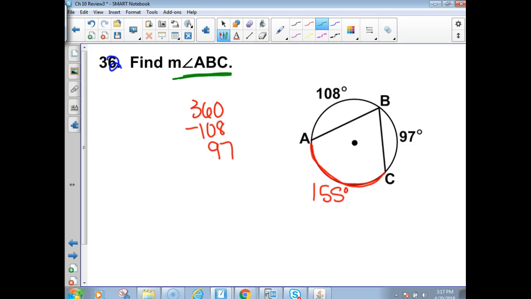It's once the measure of angle ABC. And that's not 155, it's half of that. Okay. 77.5 degrees. Great.